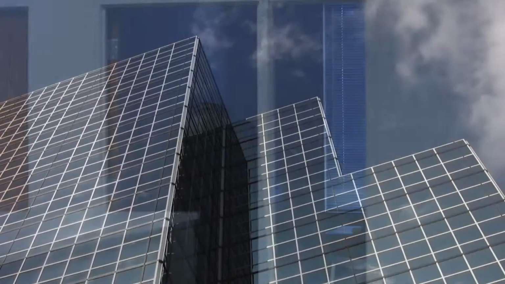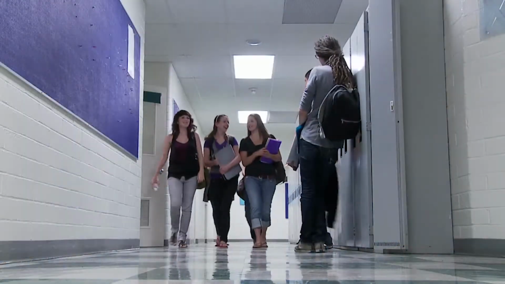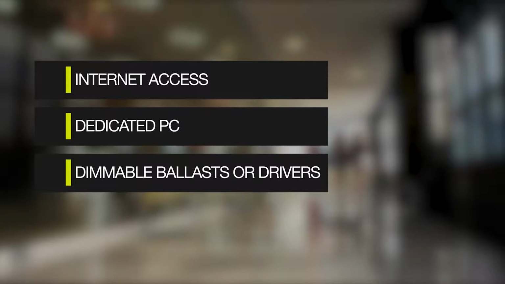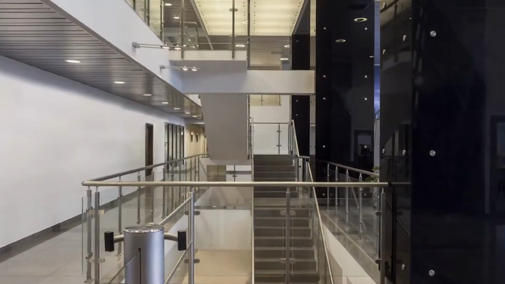To use Audacy, your building only needs to meet three simple requirements. 1. The building must have internet access. 2. You need a dedicated PC or server to host the Audacy proxy software. And 3. Each light fixture must have a 0 to 10 volt dimmable ballast or LED driver installed in order to employ dimming and daylight harvesting.